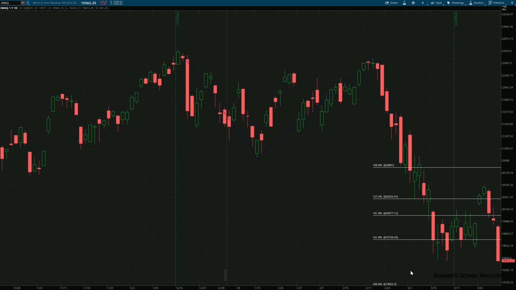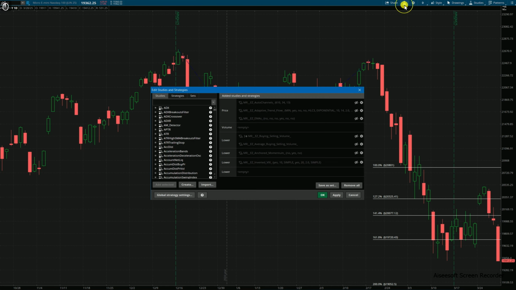Okay, so first thing we want to do is we want to build the chart. We start out in the very beginning and we just go and add some studies. So let's go up to the studies. We've got everything turned off right now. So the first thing I would throw on there is the auto channel. Gives me a long-term sense of where price is headed, as channels tend to do.